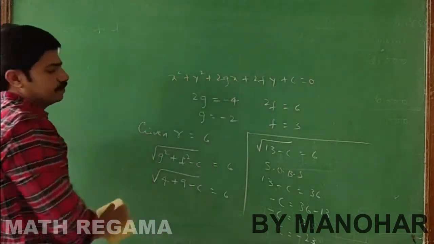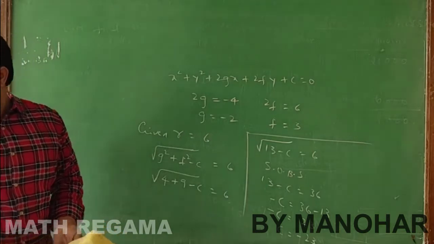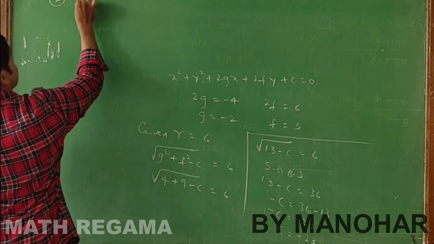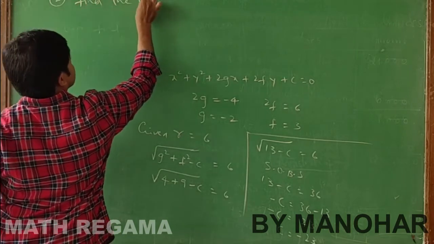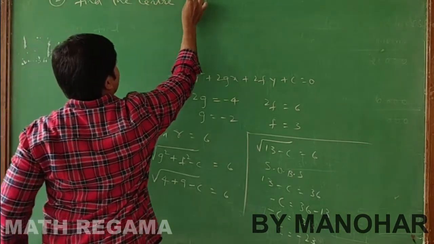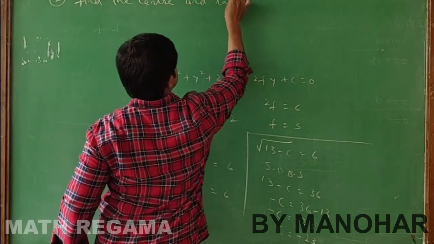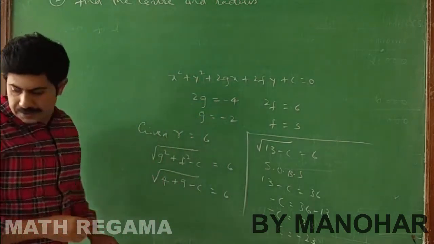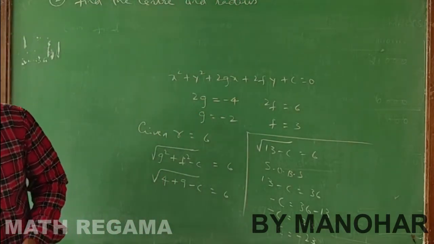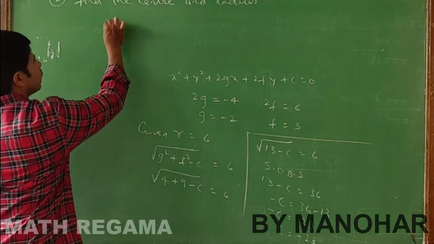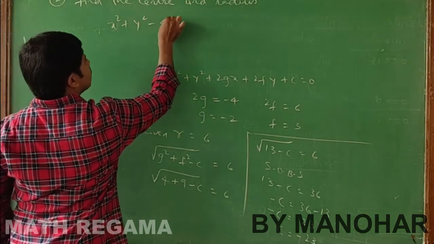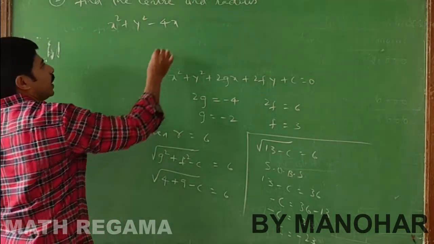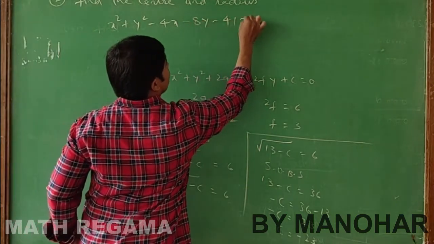So next question. Find the center and radius of the following circles. The first one: find the center and radius of the circle x square plus y square minus 4x minus 8y minus 41 is equal to 0.